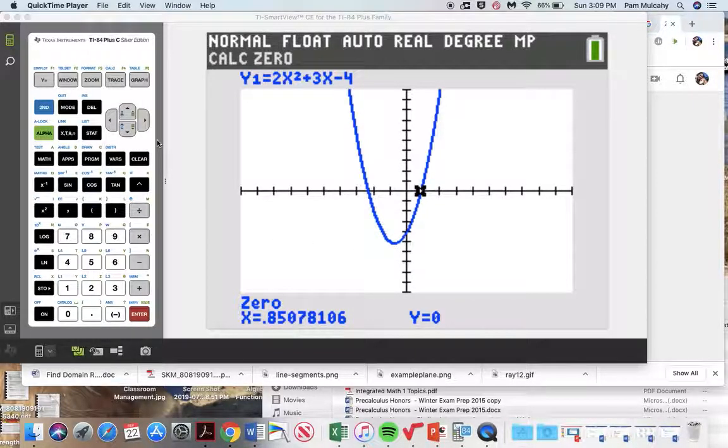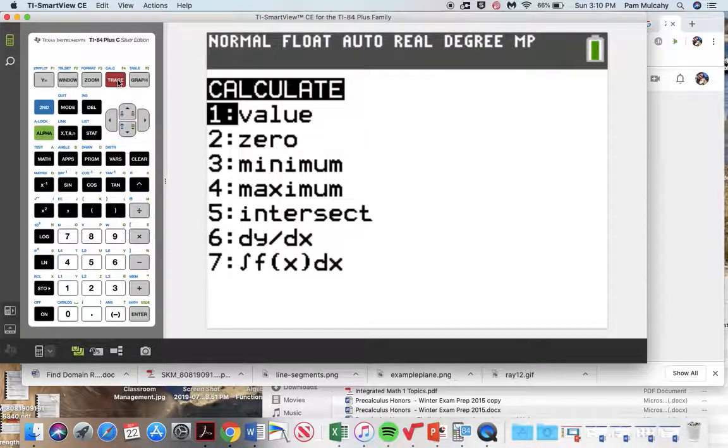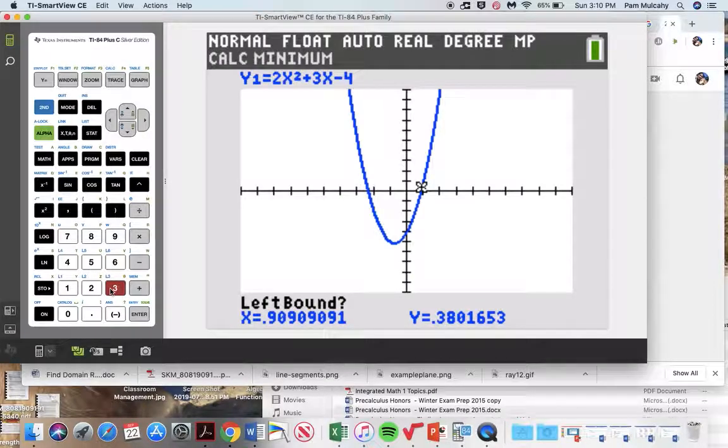So I'm actually going to ask my calculator to find me the coordinates of this point. So again, we're going to go back to second calc, or second trace, whichever word you like better. And this time I'm going to choose minimum, which is number 3. This should be very familiar to you given the work we've just done with zeros.